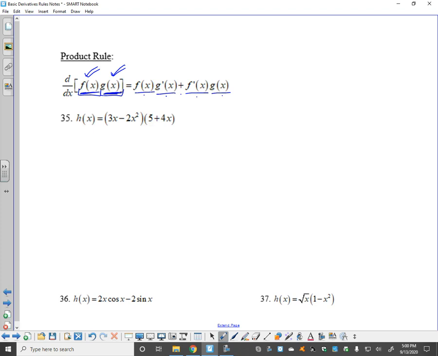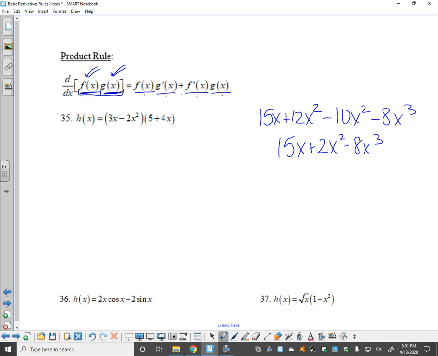Now, looking at 35, if 15 minutes ago I had given you 35, your answer should have been, we have to prep it first. We have to lobster. Okay, absolutely. So I'm going to do this sidebar. So just watch. If I lobstered this, that would be 15x plus 12x squared minus 10x squared minus 8x cubed. So 15x plus 2x squared minus 8x cubed. And then if I take the derivative of that, there you go.